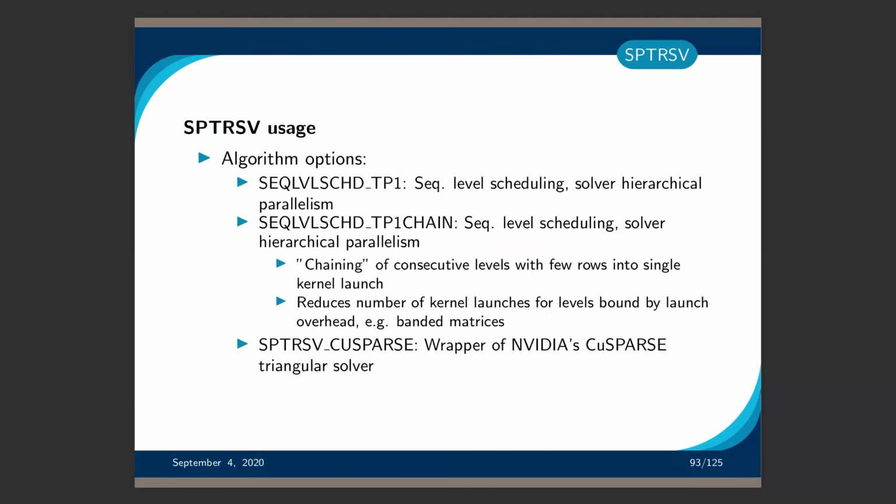The first performs level scheduling on the host and uses Kokkos hierarchical parallelism within the solve phase. The second is a variant of the first and can be useful in GPU runs. It allows a chaining of consecutive levels together that have few rows, in these cases where the solve is dominated by the kernel launch overhead. So in this case, a single kernel launch for all those levels can help reduce the kernel launch overhead to hopefully improve performance. And this can be useful, for example, with banded matrices. And if you have Sparse enabled, there is TPL support for the Sparse implementation of the triangular solve, which performs well for GPU runs.